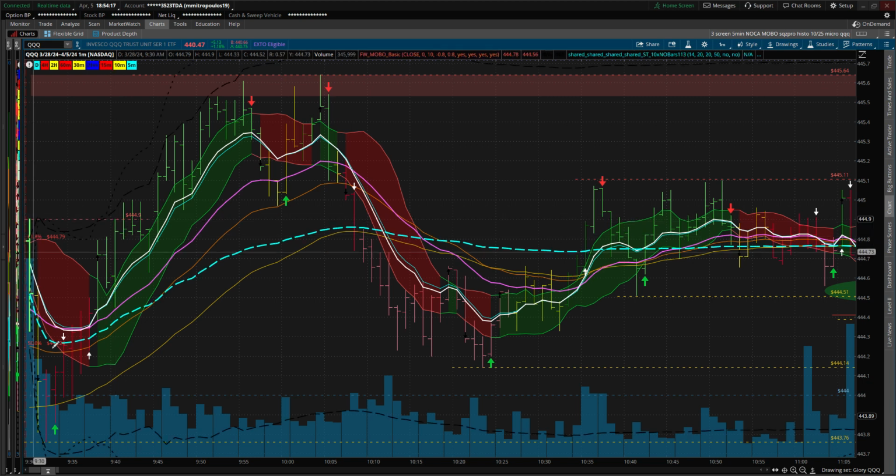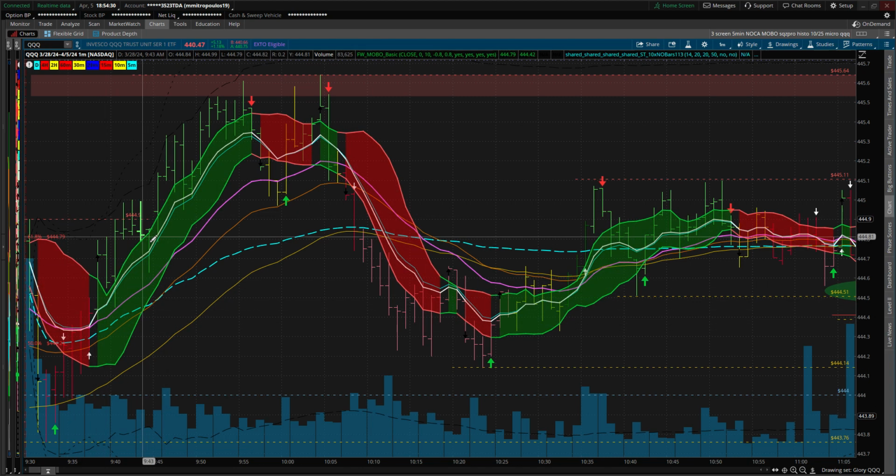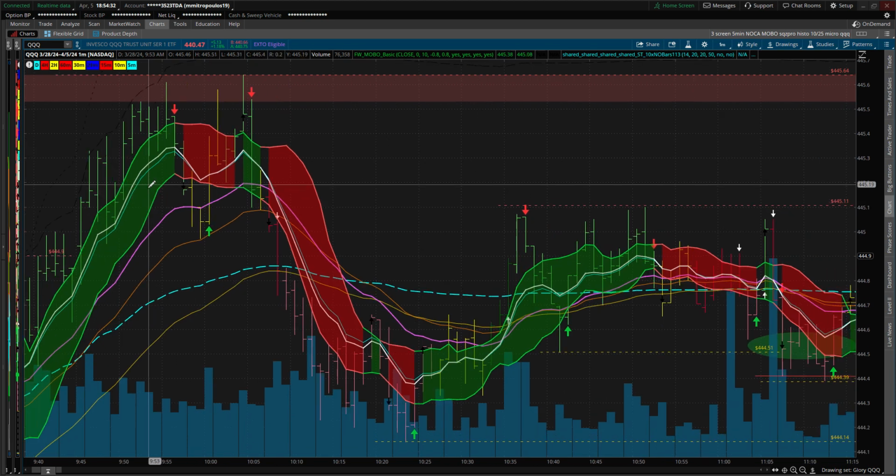And then I drew a call level here just to touch back on that, because we end up breaking the EMAs here. And then, what is this? This is over a $1 move. So those levels are in. All right. Here we go.